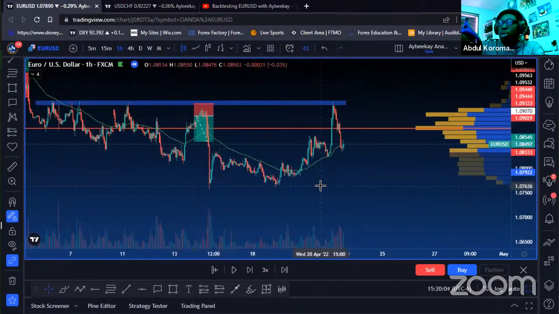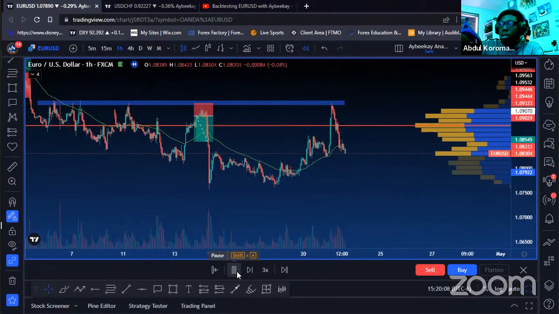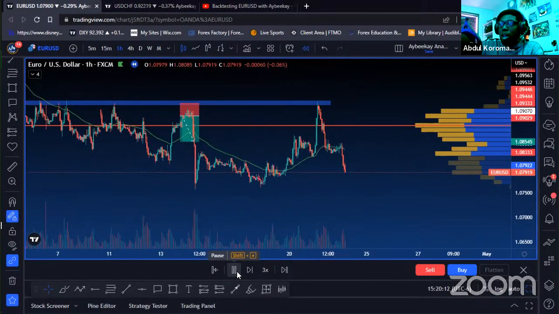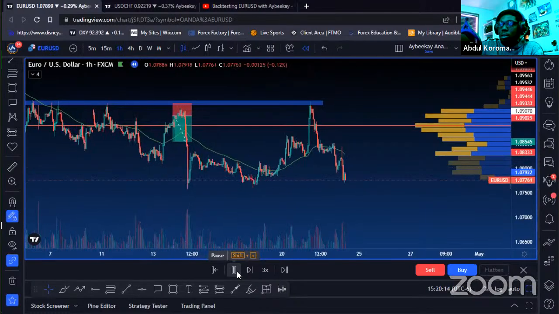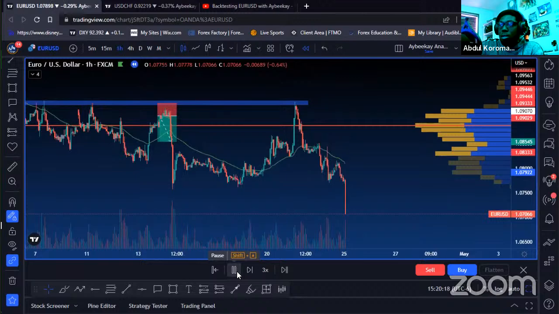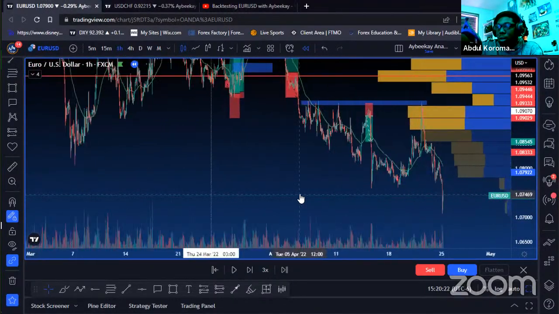And price still hasn't broken the structure. I don't have a play here. I don't have a play here at all. I gotta wait for something now. There we go. Got the lower low. So that is what I would have to play.